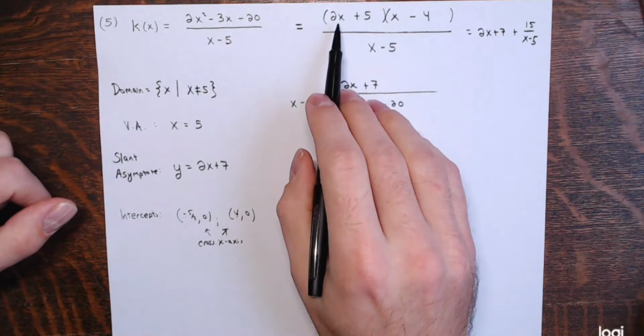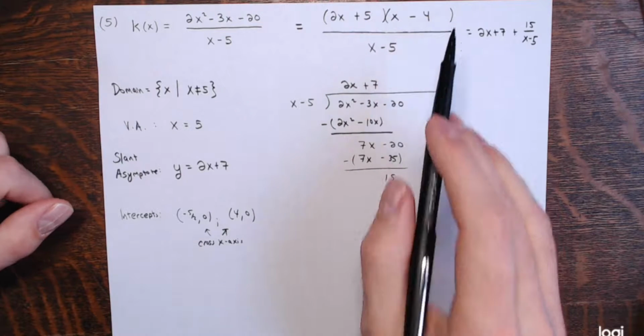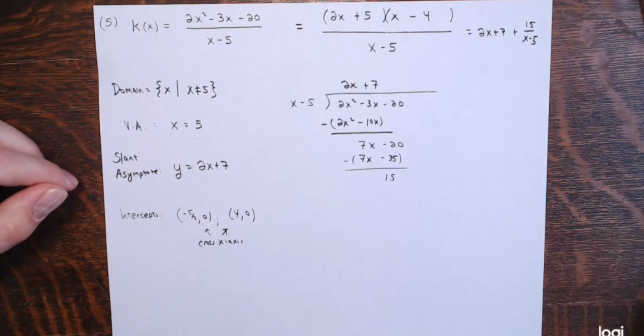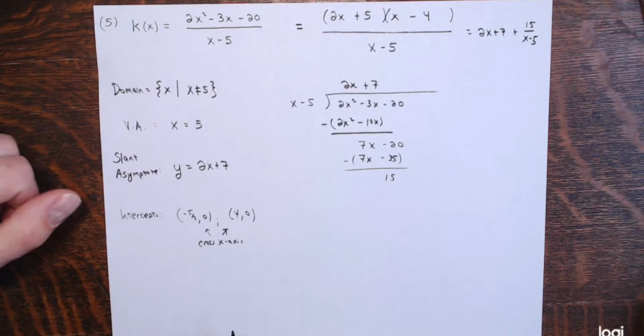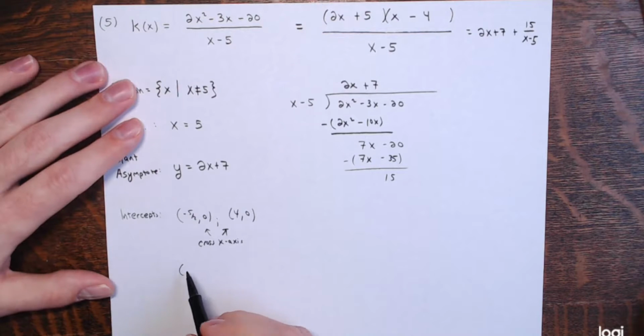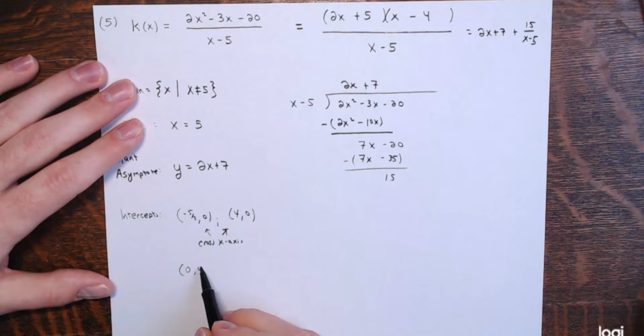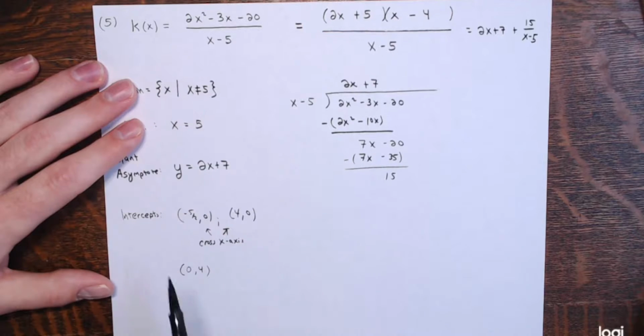So far we have 2x plus 5 to the first, x minus 4 to the first, odd multiplicities. So the graph should cross the x-axis at these intercepts. And then the y-intercept would be (0, 4). Right, negative 20 divided by negative 5.